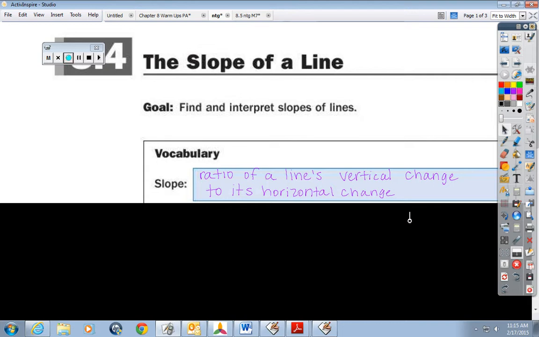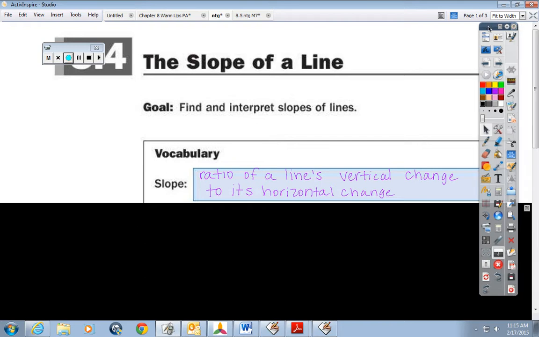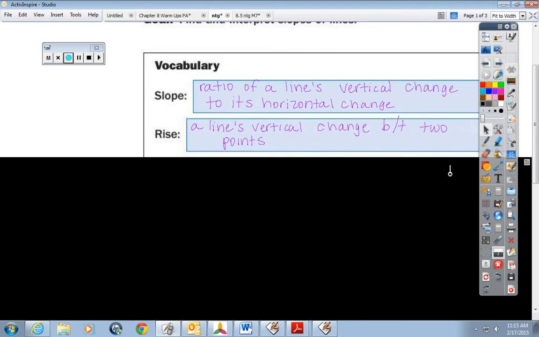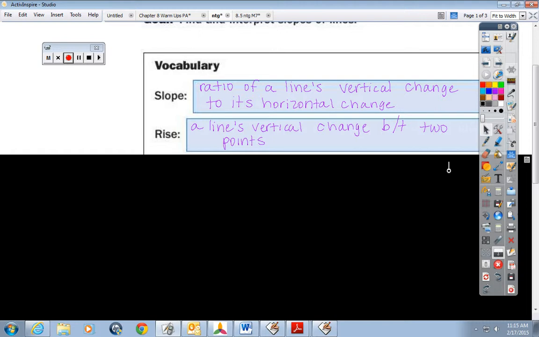Now after that, we have what is called the rise. The rise is going to be our numerator, and it's how much a line vertically changes between 2 points. So if we're starting at point A and we end up at point B, how far up did we go to get between the 2 points? It depends on the line.